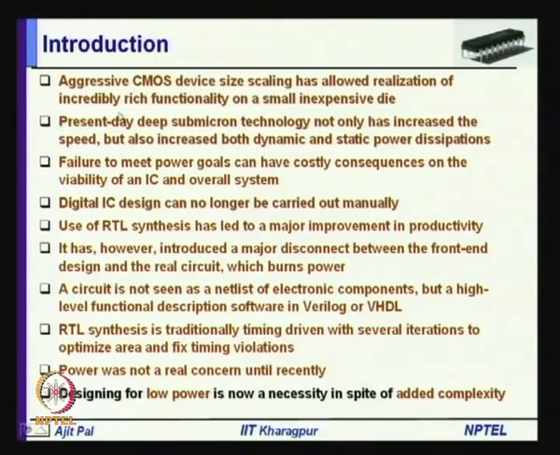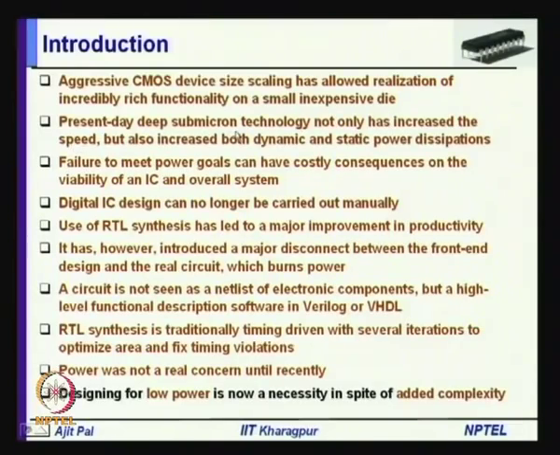We know that aggressive CMOS device size scaling has allowed realization of incredibly rich functionality on a small inexpensive die. As the device size has reduced, you are able to put more and more transistors on a chip. That has increased the packaging density and increased the power, and this has led to many challenges, as we shall see. Present day deep submicron technology not only has increased the speed, but also increased both dynamic and static power dissipations. As you have seen, because of the large number of transistors, the dynamic power per unit area of the chip has increased, and static power dissipation has also increased.